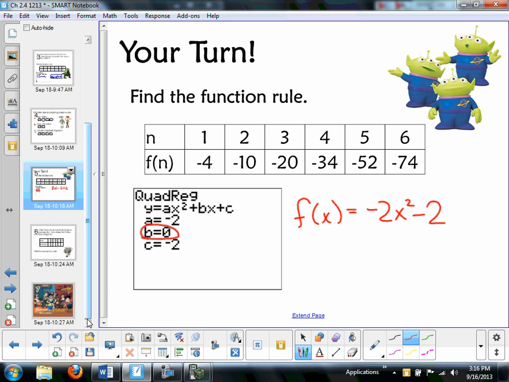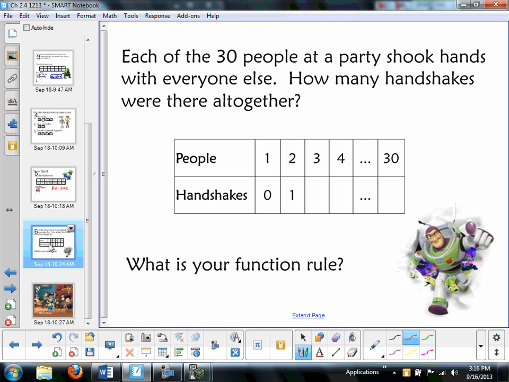The next problem I want to look at is often referred to as the handshake problem. It says each of the 30 people at a party shook hands with everyone else. How many handshakes were there all together? So we have it started here. If there was one person at the party, we had 0 handshakes.